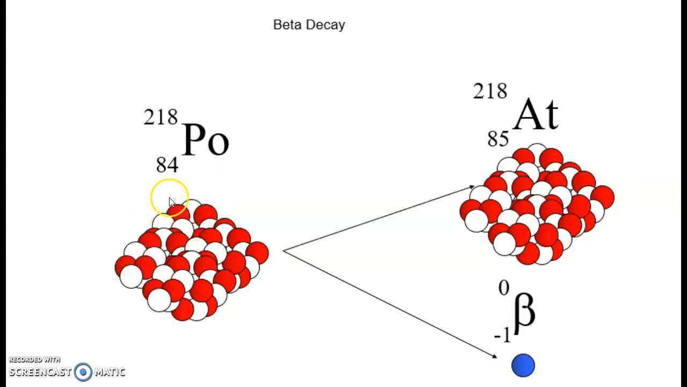If you have polonium, which has a mass of 218 and an atomic number of 84, and it decays into astatine, the mass number stays the same, but you can see that the atomic number increases by 1.